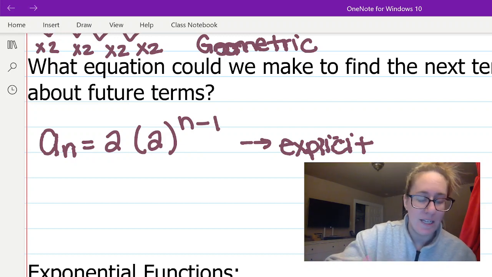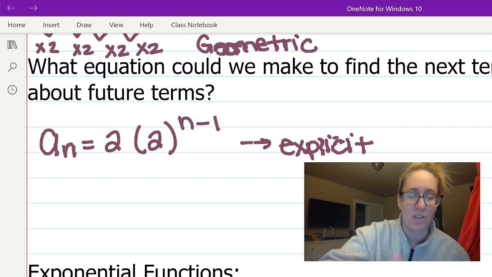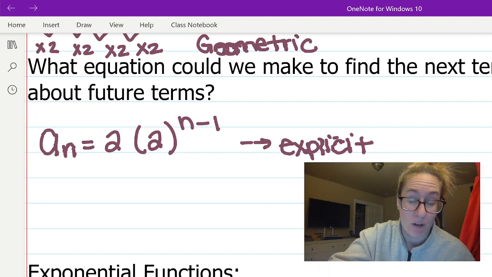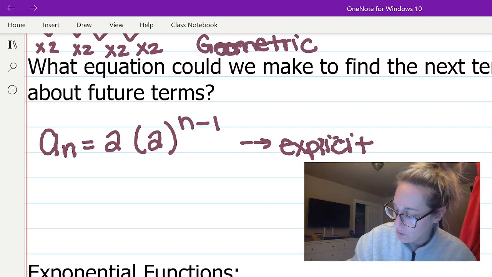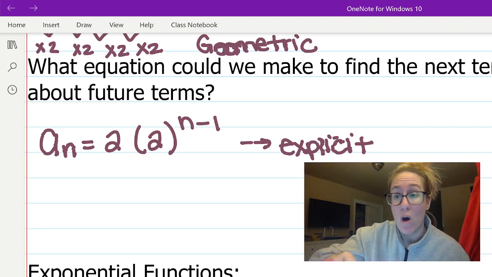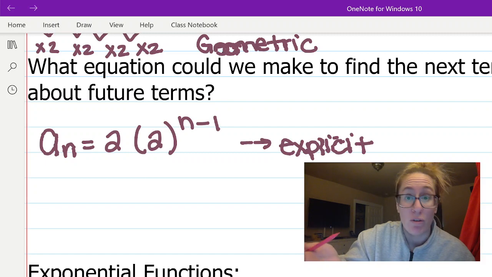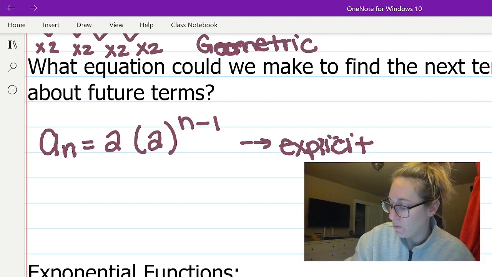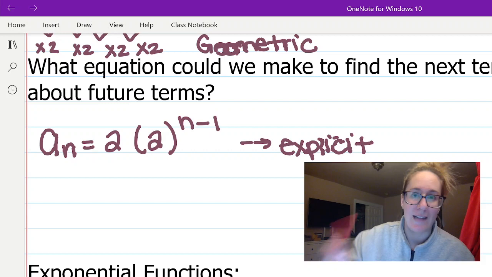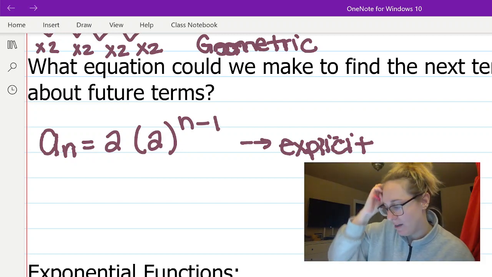So obviously this is a function now, so we're not going to use a sub n, which is our sequence notation, right? We're going to use y. Y equals. And instead of our number out front being a sub 1, it's going to be our 0th term, our starting value. And to do that, we're just going to use a. A is representing our start value, which is basically our 0 term. What's happening at 0?